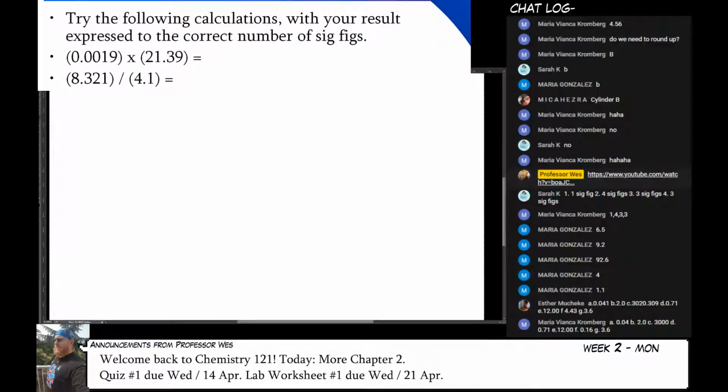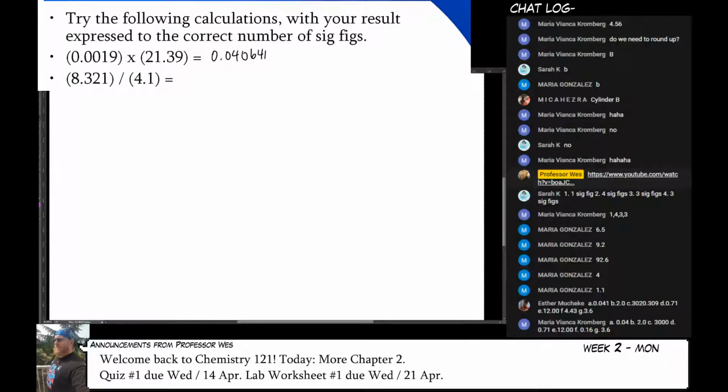All right, so the first thing we want to do for this first problem is actually for the multiplication and division ones. I'll just write on this screen real quick. I'm going to multiply these numbers together in the calculator. So 0.0019 times 21.39. And the answer that it gives me is 0.040641.